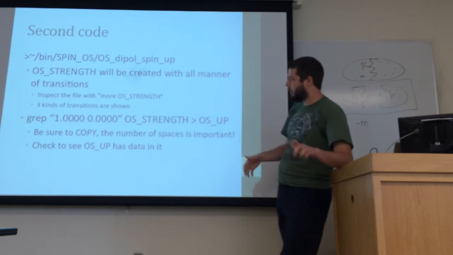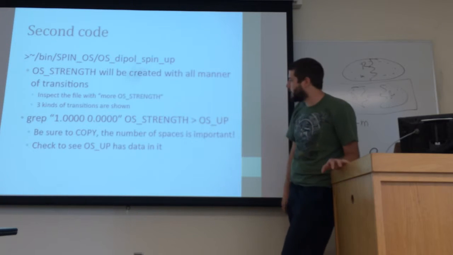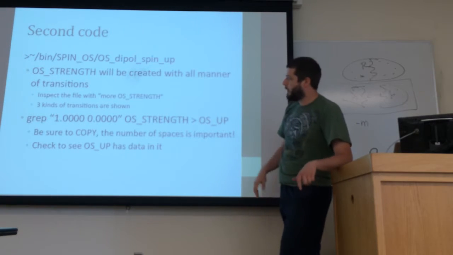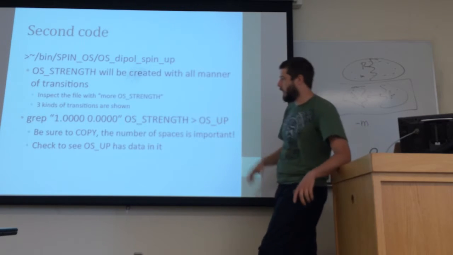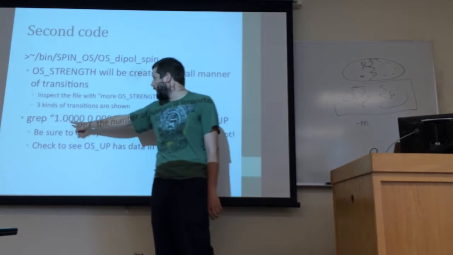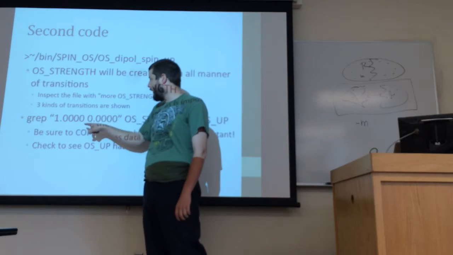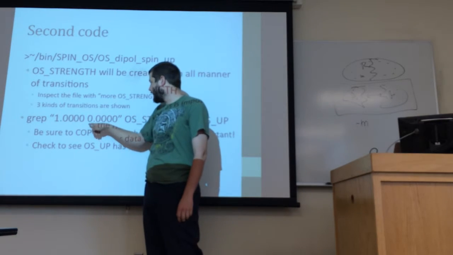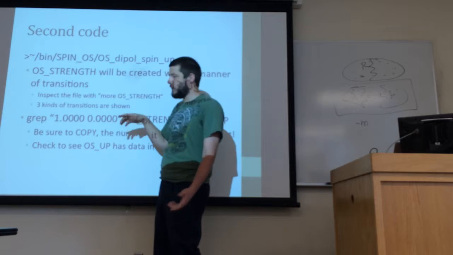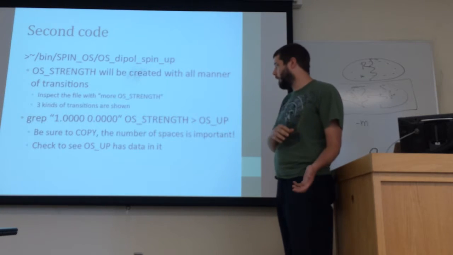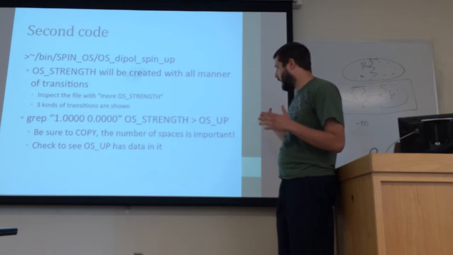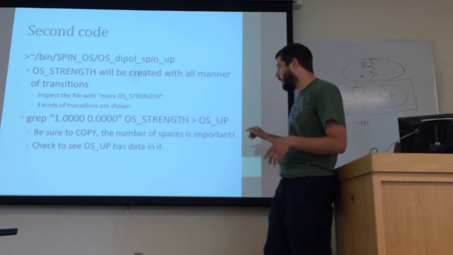If you actually open it up and look at the file, I think it's the next slide, I'll have an example of this. There will be 2 columns, a bunch of 1s and 0s in the first one, and then the second one is also. The one that you're interested in is where it's 1 and all these decimals going to 0. So this is an occupied to an unoccupied. You want to grab all of those and put them in a new file called OS up.